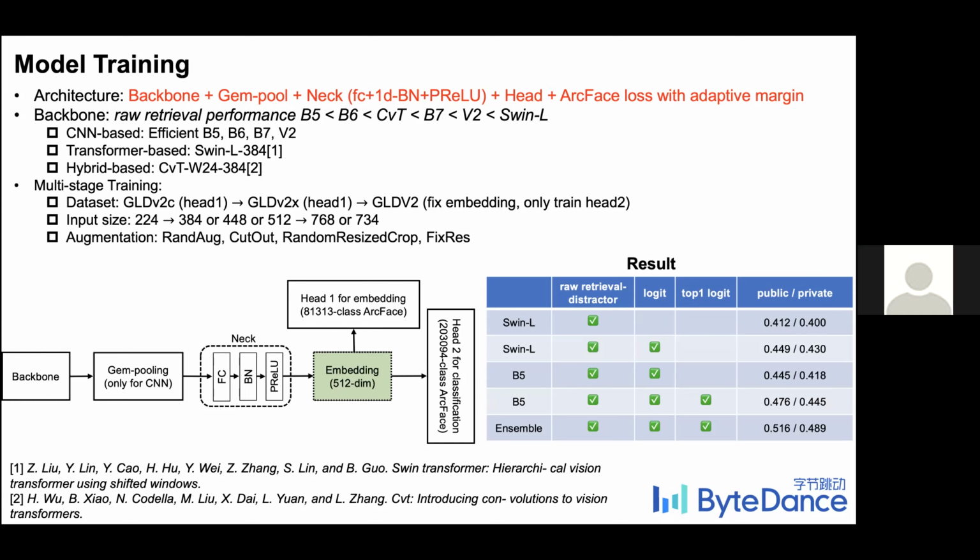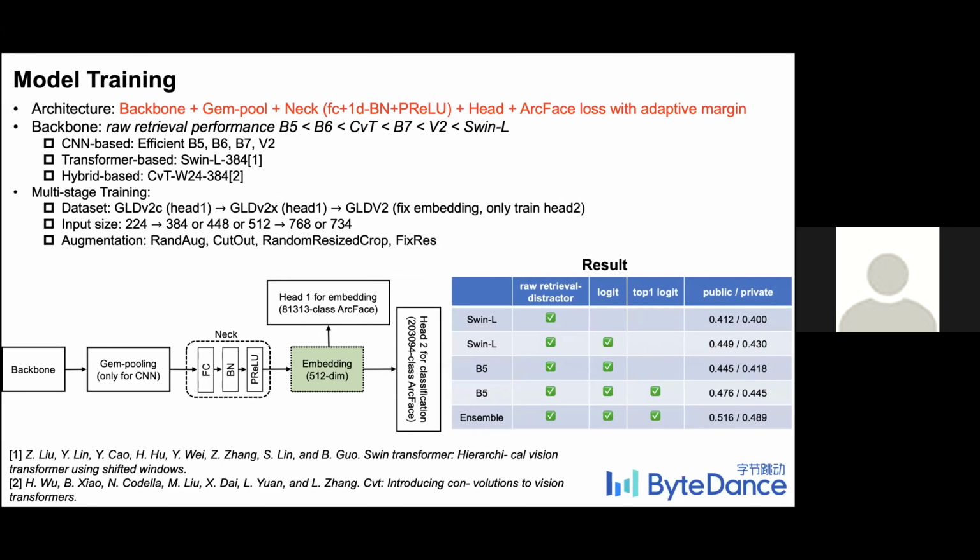During the ensemble process, we concatenate 7 model features to conduct the ensemble retrieval to get the raw retrieval score and distractor score. And we design some models to generate classification logits and top 1 classification logits. Then the whole recognition pipeline is employed to obtain 0.489 private score.